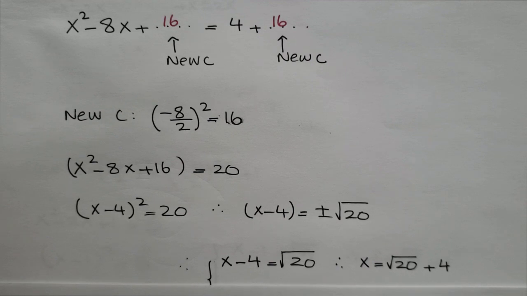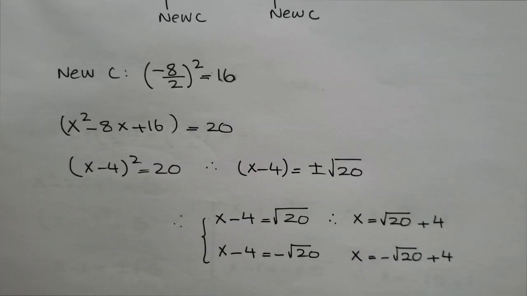The other answer would be x minus 4 equals negative square root of 20, and the x would be negative square root of 20 plus 4. So here again, the negative 4 will change side, so the sign will be flipped. Again, two answers, two roots for your quadratic, and the method you used was completing the square. So if you try to solve the same equation with the quadratic formula, your answer should be exactly the same.